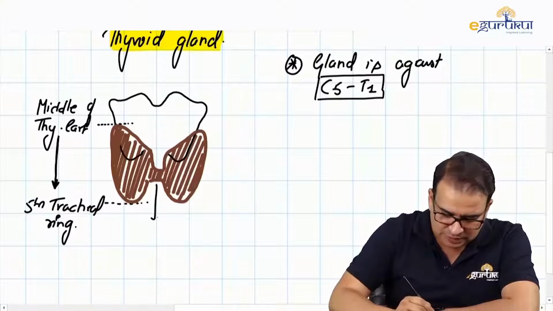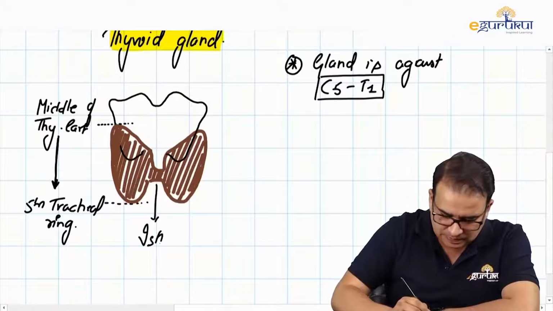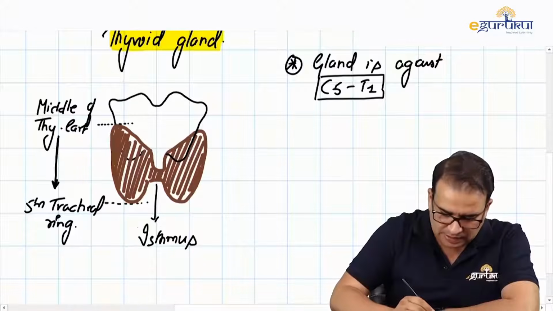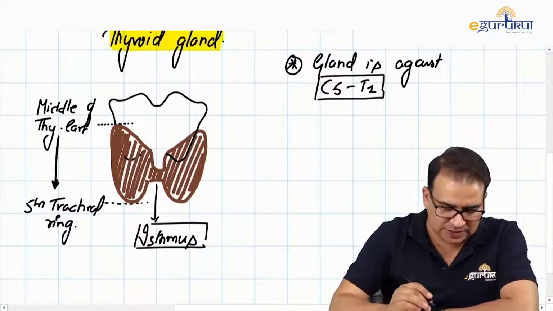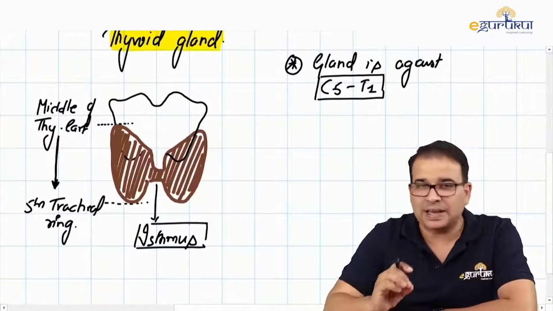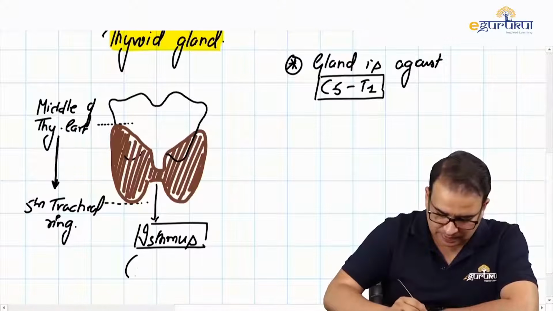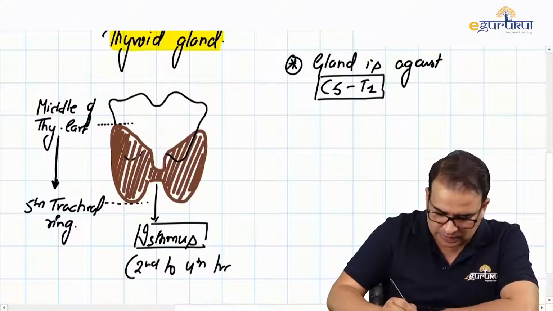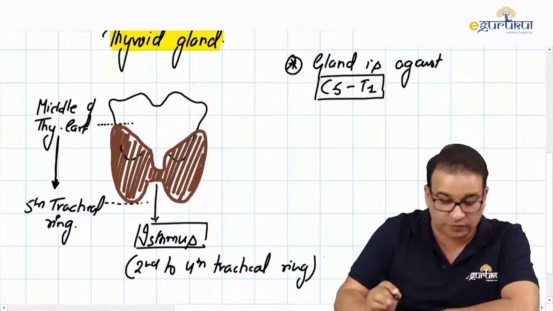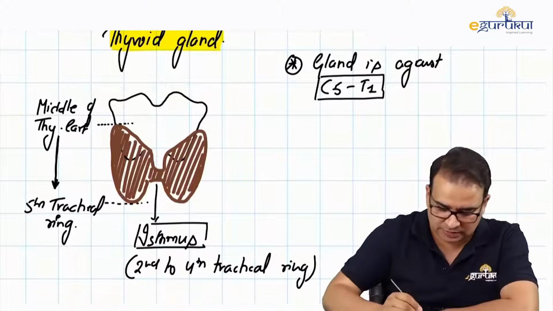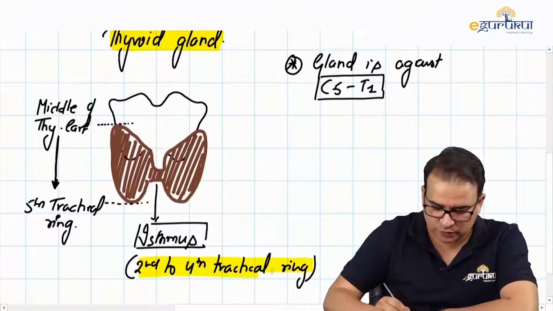Whereas if you look at the isthmus part, that is the isthmus connecting the two lobes of the thyroid. The isthmus of the thyroid gland is located against the second to fourth tracheal ring. They do ask this question, especially about the location of the isthmus. The location of the isthmus of the thyroid gland is from the second to fourth tracheal ring.